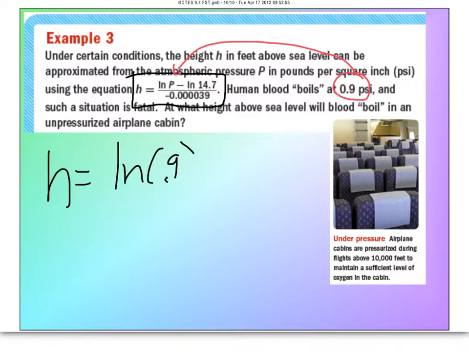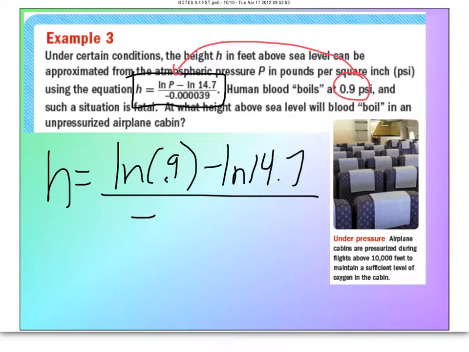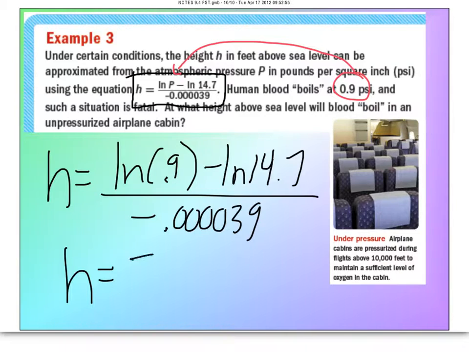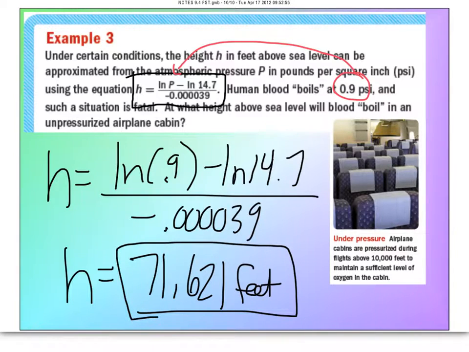Natural log is 0.9. So all we really have to do is a little substitution and then just order of operations on this. What you're going to do first is calculate the top half, take that answer and divide it by this number on the bottom, and what you're going to get is that the height is going to become 71,621, and we are talking feet above sea level. So if you're in an airplane that's above sea level by over 71,000 feet and the pressurized cabin goes out, you're not going to be sitting pretty.